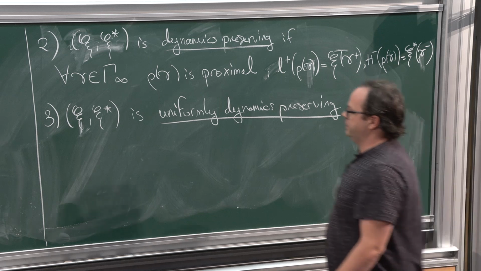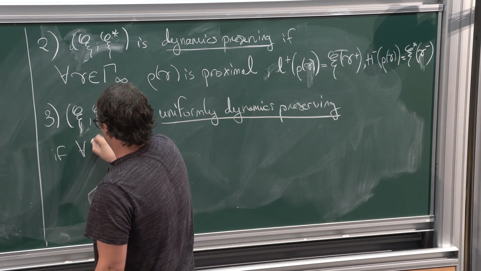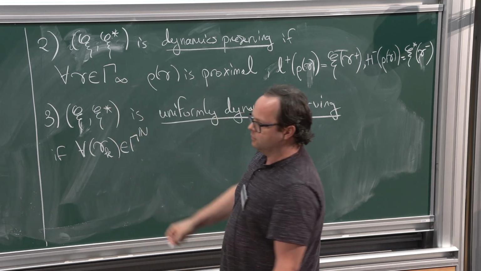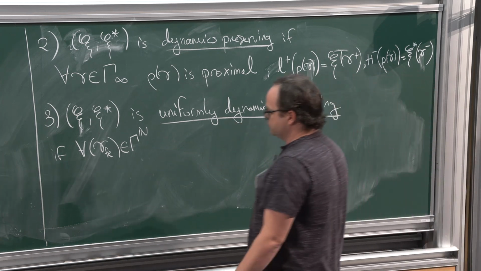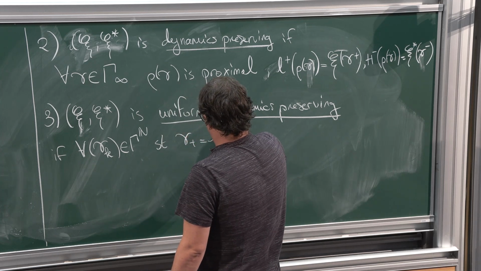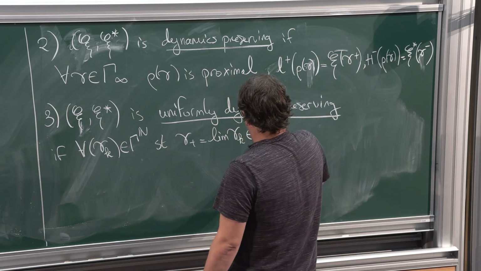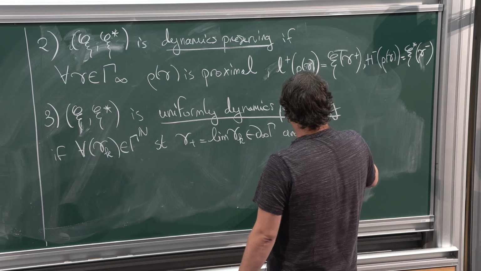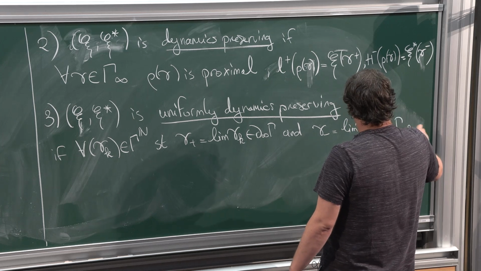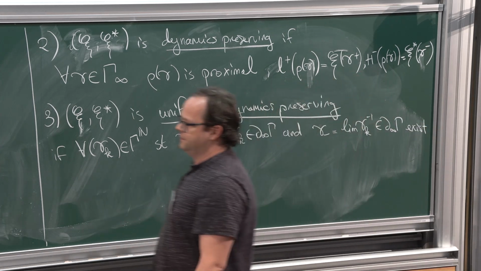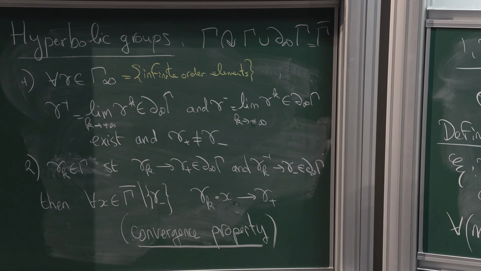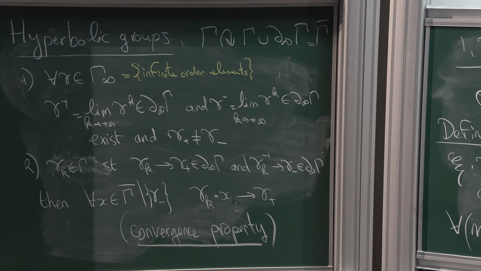So that's meaning that if you have any sequence of gamma k's in gamma, admitting limits gamma plus and gamma minus in the boundary, well, then we have some similar convergence, but for the action on the projective space, except that instead of removing one point, we'll have to remove a hyperplane.